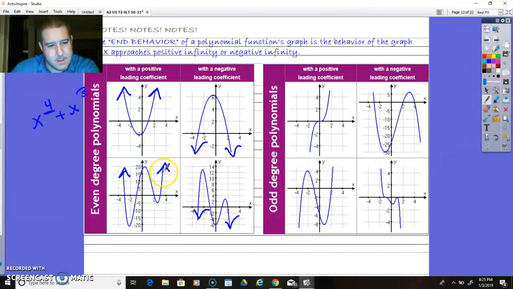We can't label that. So at the end of this one, it's going up infinitely, so we would say towards positive infinity. So this one's positive infinity and positive infinity. This one's going down towards negative infinity and negative infinity.